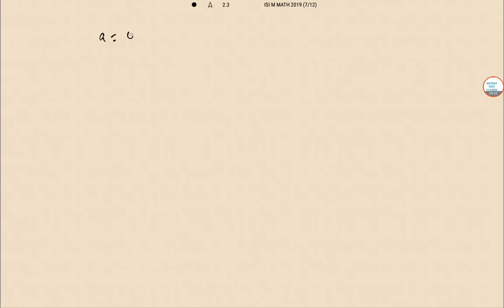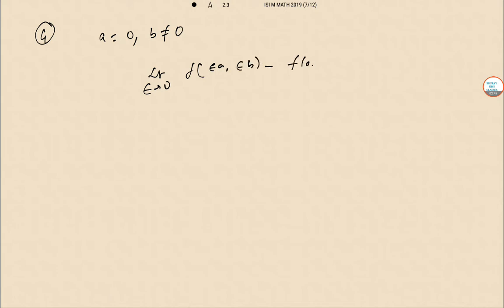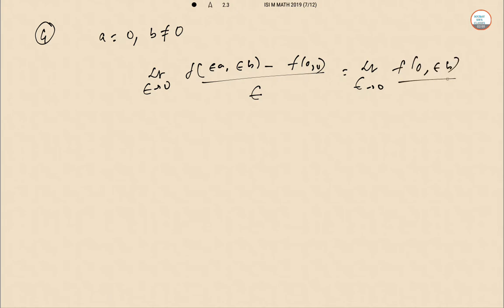Let a equal to 0 and b not equal to 0. Okay, remember that we are solving the question number 4. So the directional derivative at (0, 0) with respect to (a, b) will be limit epsilon tends to 0 of f of (epsilon a, epsilon b) minus f of (0, 0) divided by epsilon. So this is limit epsilon tends to 0 of f of (0, epsilon b) by epsilon, and limit epsilon tends to 0 of 0 is 0.